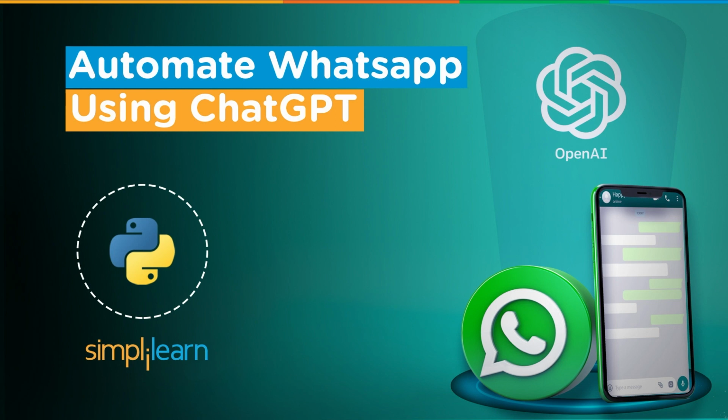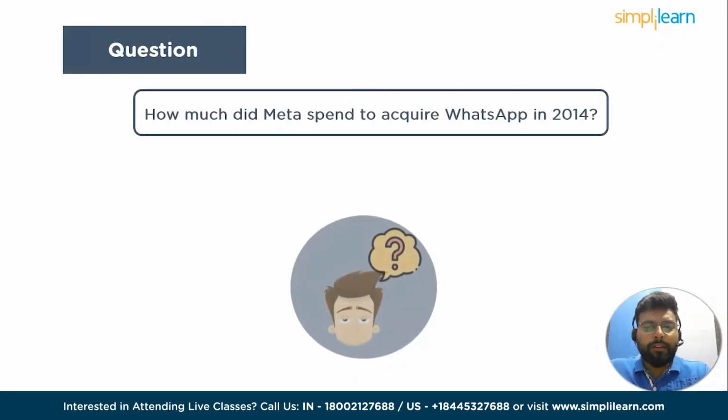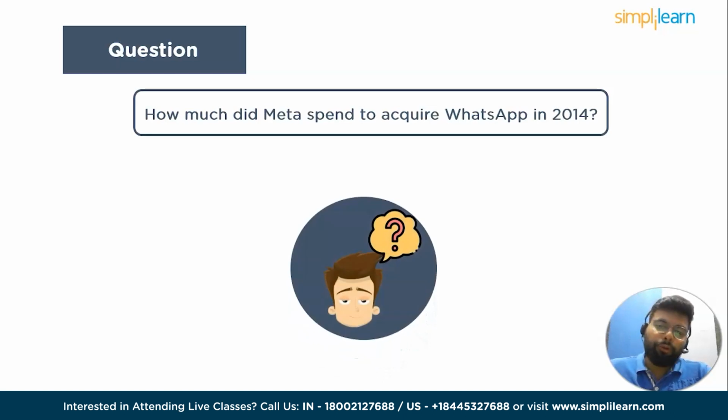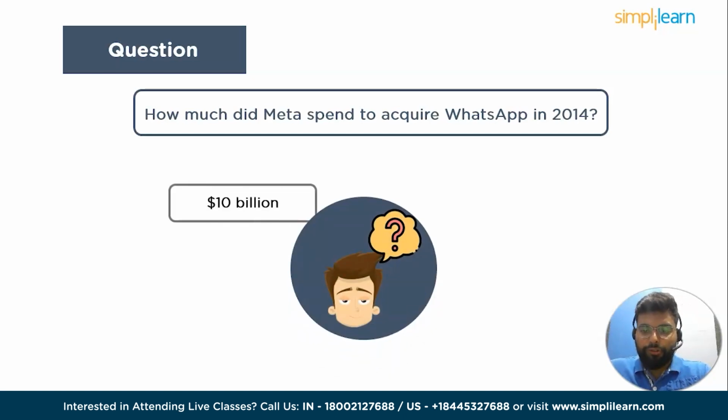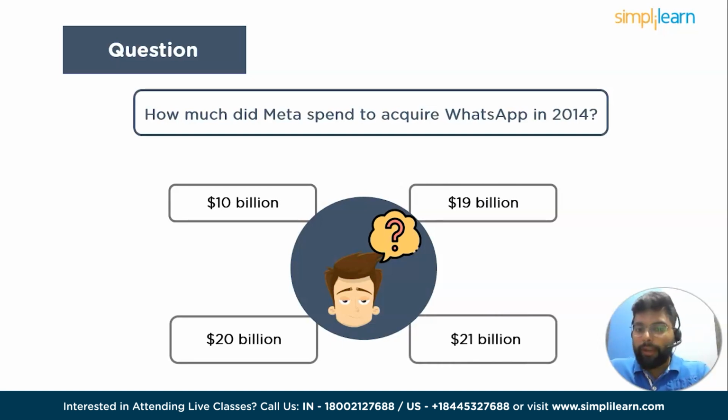And before starting, I have a quiz question for you guys. How much did Meta, that is formerly Facebook, spend to acquire WhatsApp in 2014? Your first option is $10 billion, second option is $19 billion, third option is $20 billion, and the fourth option is $21 billion. Please answer in the comment section below and we'll update the correct answer in the pinned comment. You can pause the video, give it a thought and answer in the comment section.